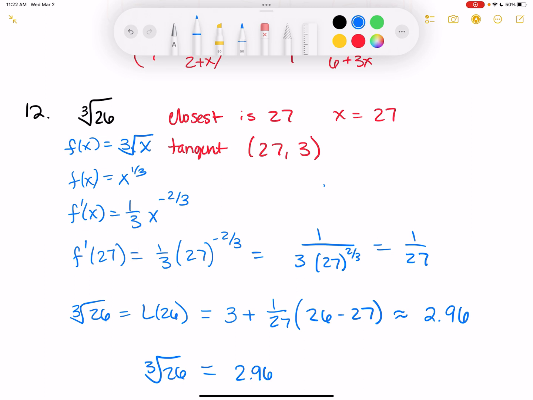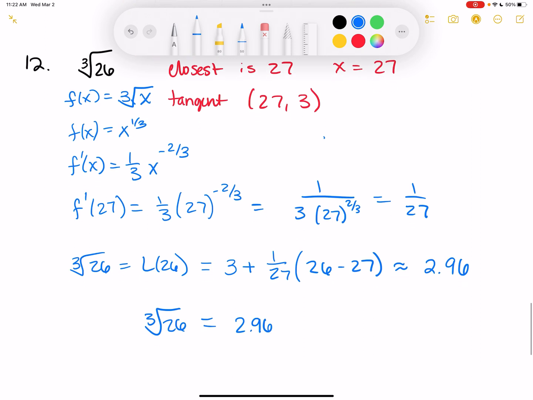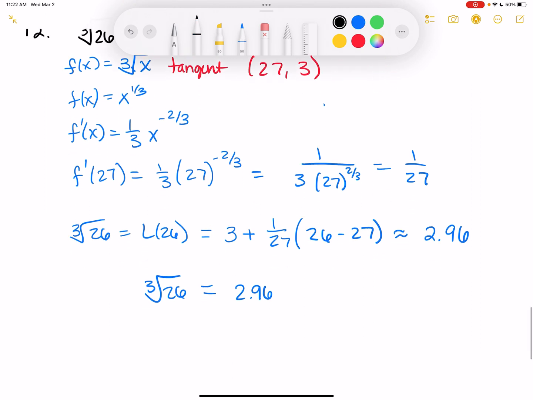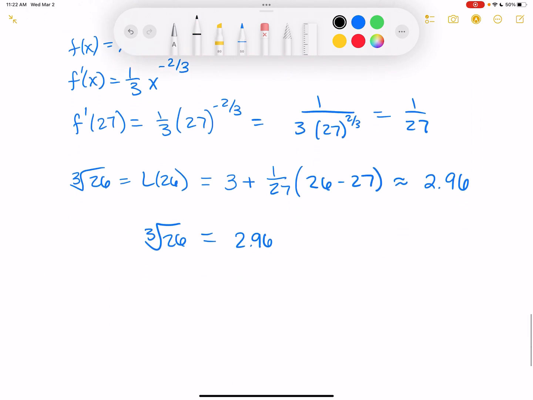You got it now, Melcher? Yes. Okay. I took the cube root of the proper number. That's good. All right, so let's try another one.